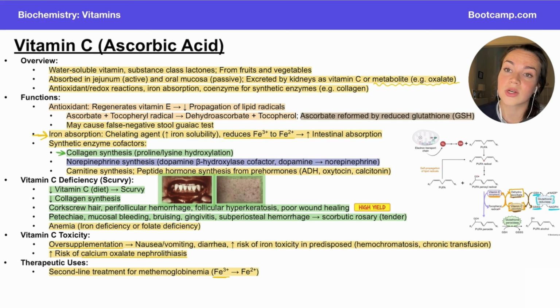It's not the first-line treatment. The first-line treatment is methylene blue. But this is something to be aware about as well, because it could, in theory, test if you know all of the functions of vitamin C.